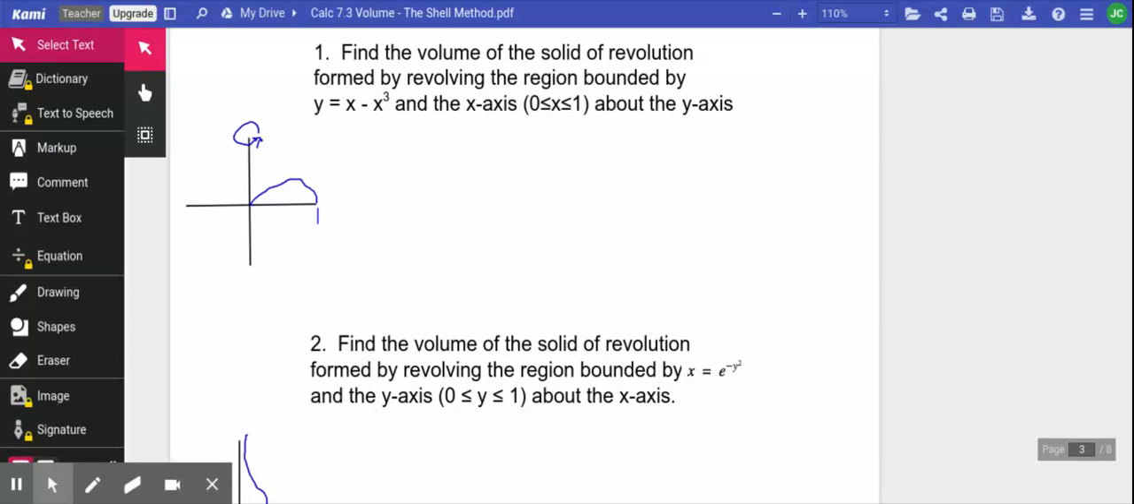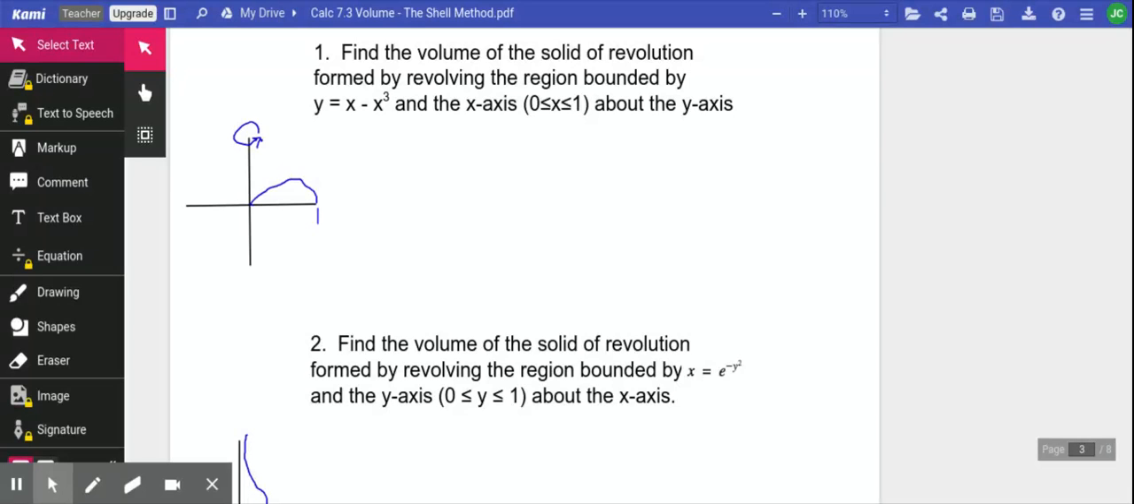All right, we're going to take a look at how the shell method works for some problems. So we're going to find the volume of the solid of revolution formed by revolving the region bounded by y equals x minus x cubed and the x-axis from 0 to 1 about the y-axis.